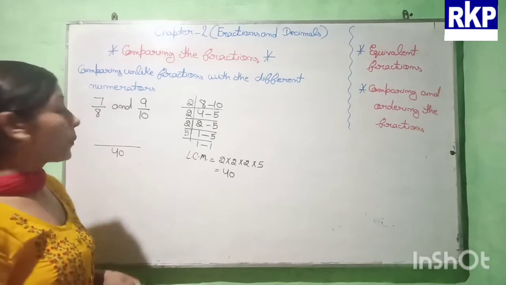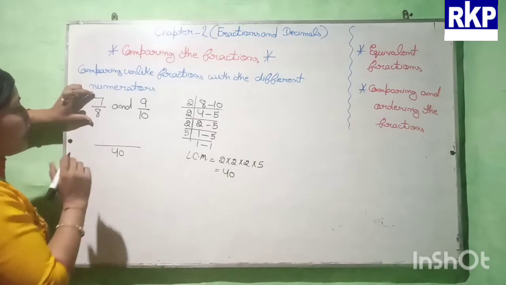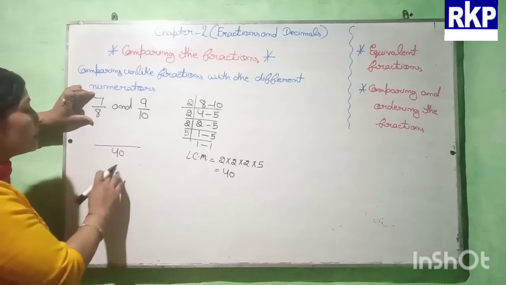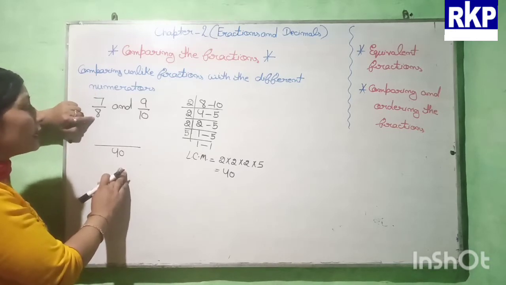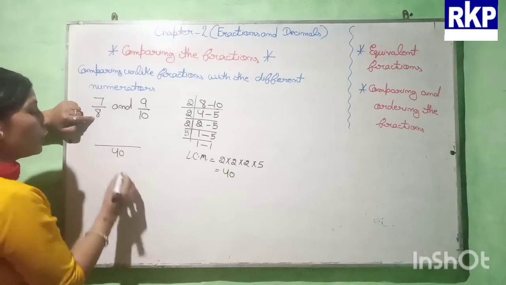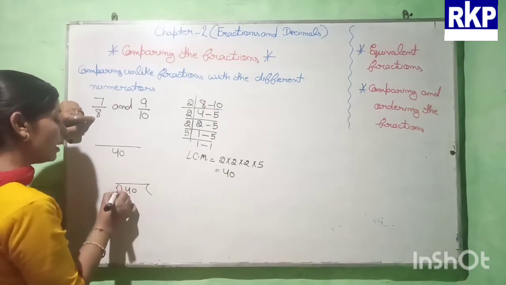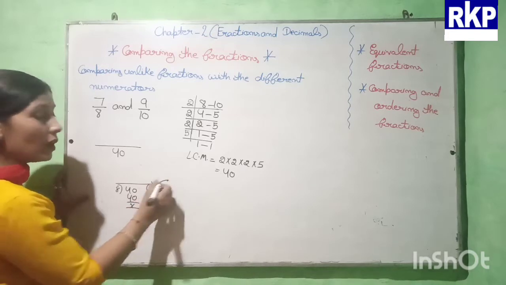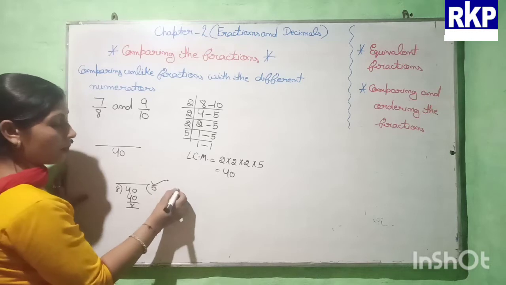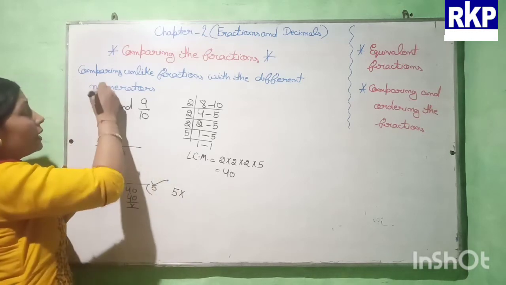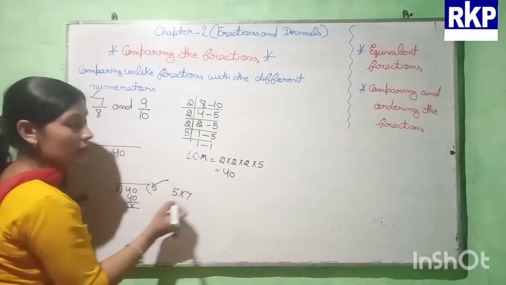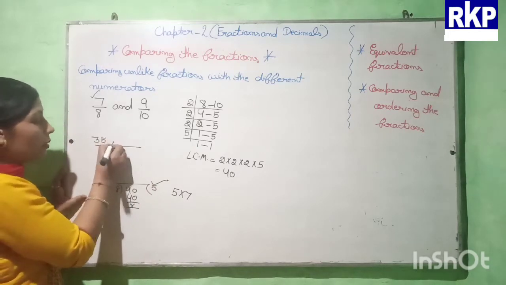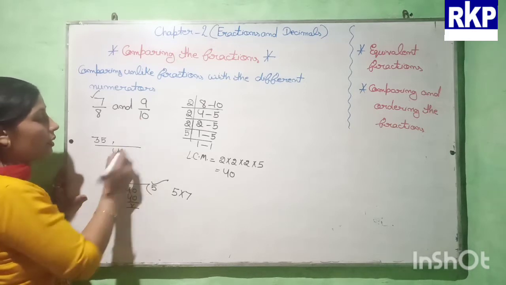Now what will we do, beta? Let us see the first fraction, 7 by 8. We have to divide this LCM by the denominator of the first fraction. When we divide 40 by 8, we get 5. Now we have to multiply this 5 with the numerator of this fraction, 7. So 5 sevens are 35. Here put a comma.